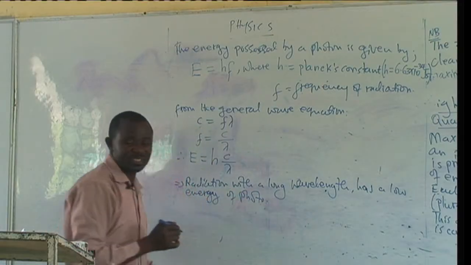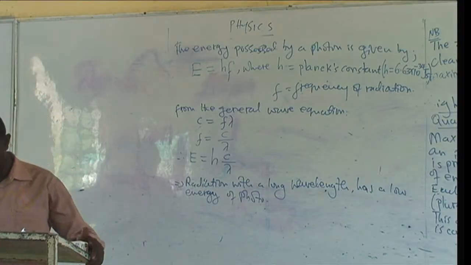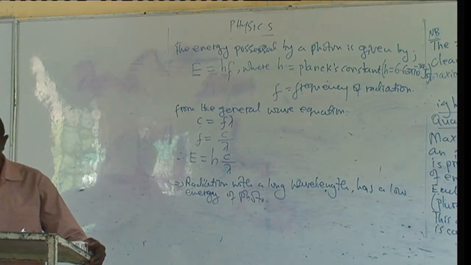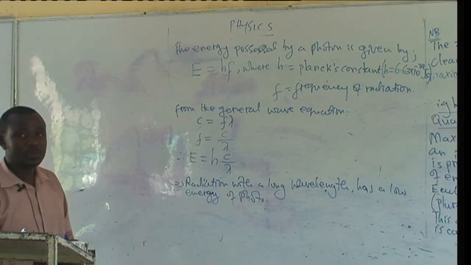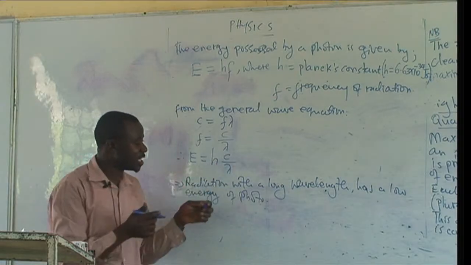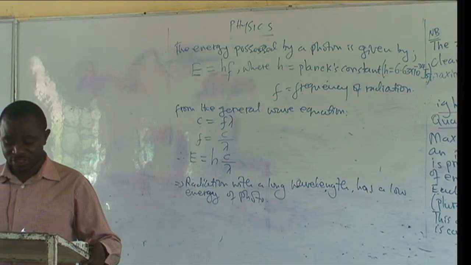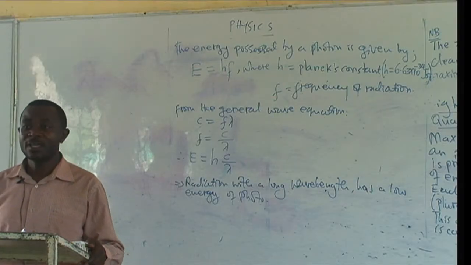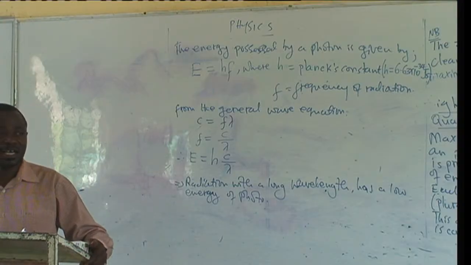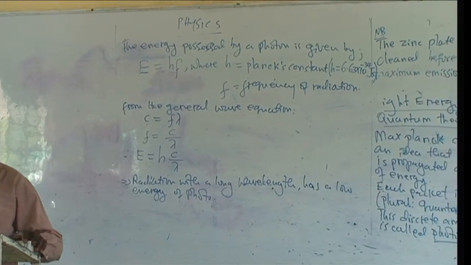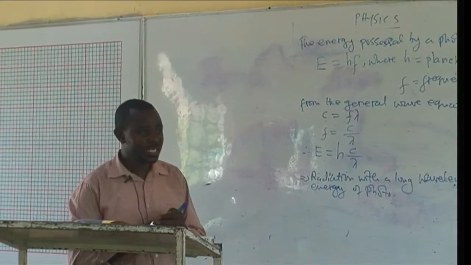So class, that is what we talked about, and that is what you need to understand as far as light energy and quantum theory is concerned. The most important thing is to understand this particular formula and get to know how it comes about. To that point, class, I would like to stop there and conclude, so that we will pick it up from there in our next class. Thank you so much.